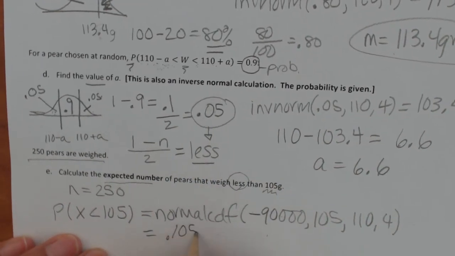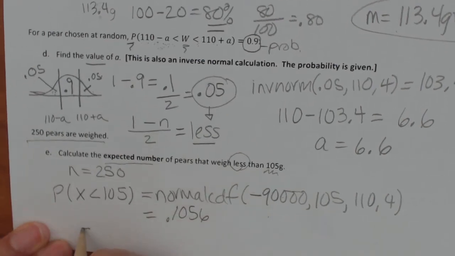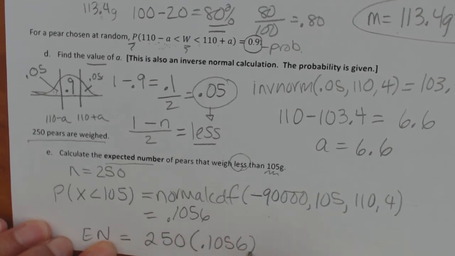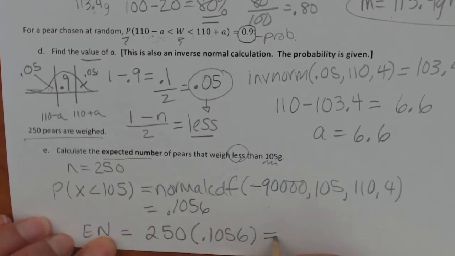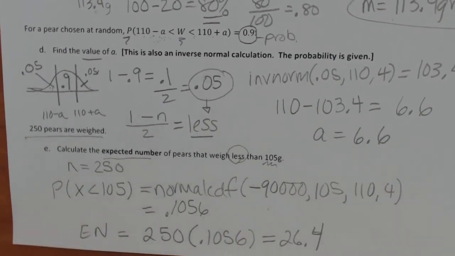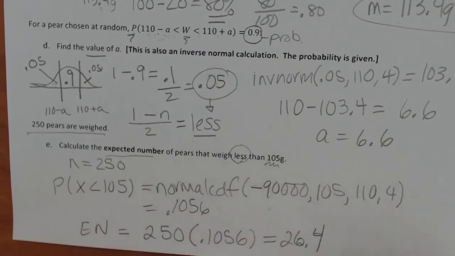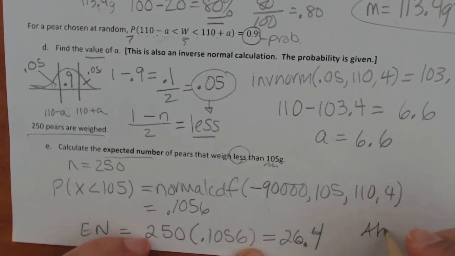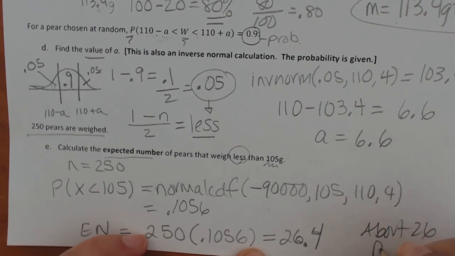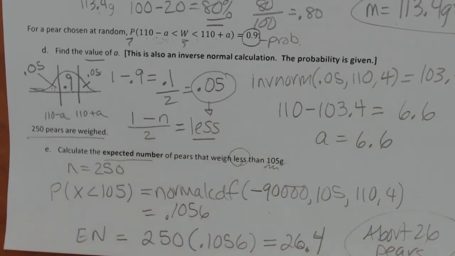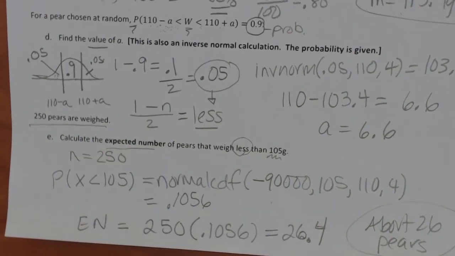And I am going to be getting 0.1056. And remember, to get the expected number, we're going to take the total number of observations and multiply it by the probability that we just found. So the expected number is 26.4. Remember, I do want the decimal. I do want that decimal number. If you want to say about 26 pears, you absolutely can.